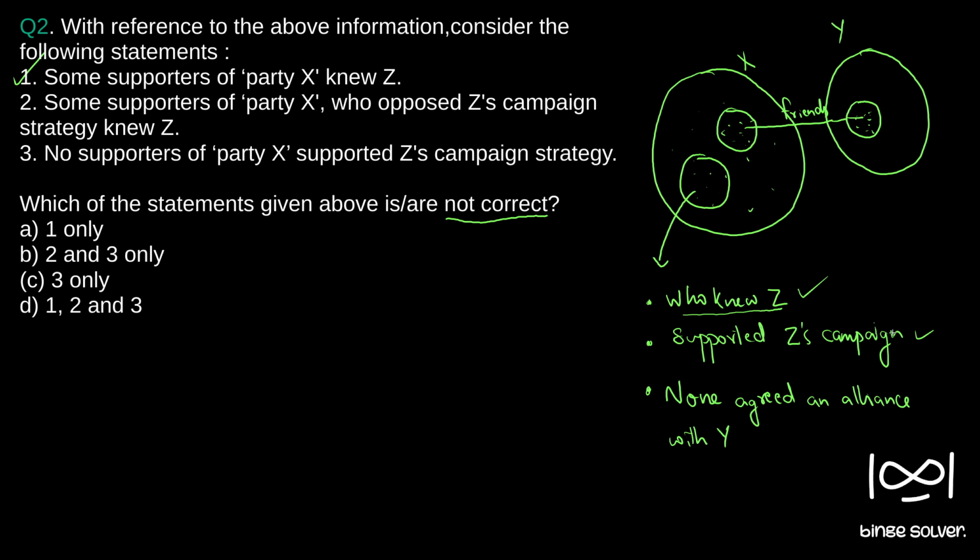So when we say in the question it is given that some people knew Z and supported Z's campaign, the only reason one could assume such a statement is given is that there are supporters of X who knew Z and did not support Z's campaign. Otherwise, such information won't be given. If you assume that is the case, option 2 will become correct.